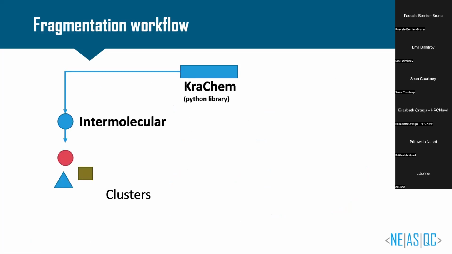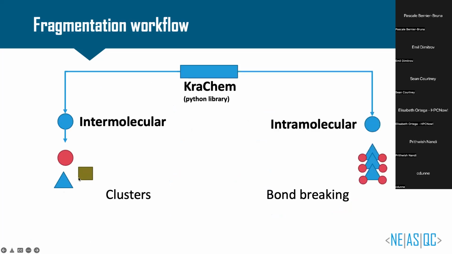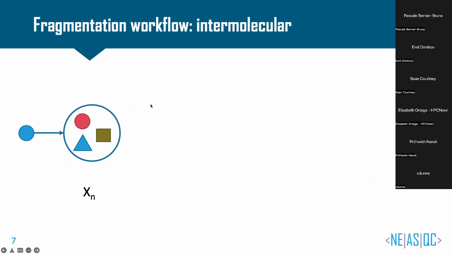The first one is the intermolecular analysis, which we call the clusters. It means the interaction between different molecules. And also it can do the intramolecular, which is the bond breaking analysis. So for a given molecule, analyze every single bond. I'm going to explain this in detail, but my colleague Bruno will give full detail about how Kraken works and how it's designed.